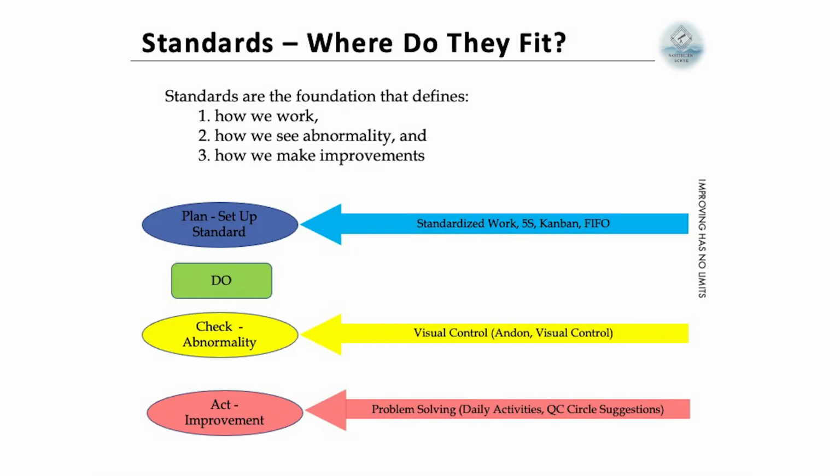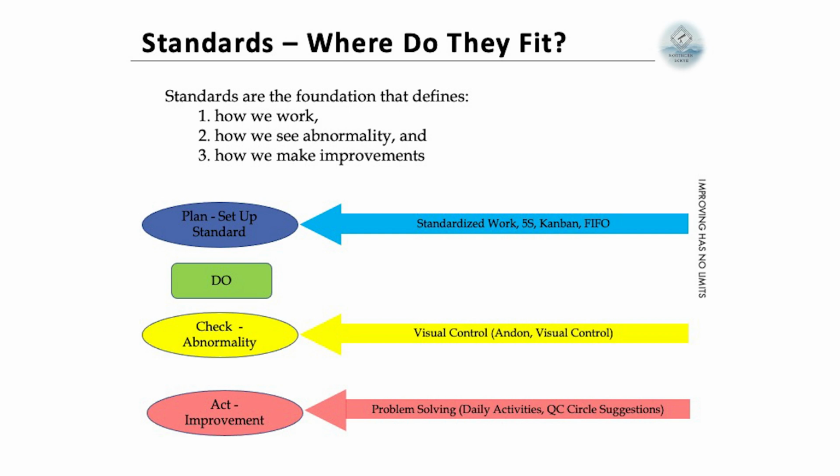So standards, where the heck do they fit? Standards are the foundation that defines how we work, how we see abnormality, and how we make improvements. So one of the things you're going to see as we go through it is, first thing we have to do, we'll talk standardized work and 5S next. And Kanban just means card. It's a supply chain process, basically. And I'll show you an example of a Kanban.